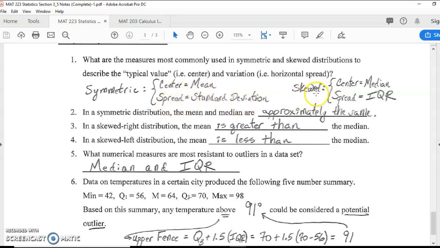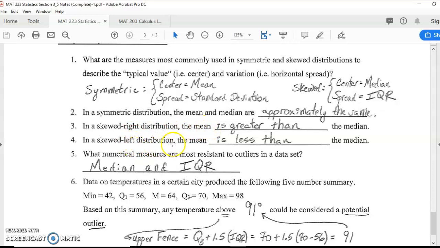For a skewed distribution, either left or right skewed, we want to use the median to represent the center and the IQR to represent the spread. If we do have a symmetric distribution, the mean and the median are approximately the same, and it doesn't matter that much which one is used, but by standard rule, we use the mean. In a skewed right distribution, the mean is greater than the median, and it's not a good representation of the center. It's pulled to the right, so we don't want to use that. We want to use the median.